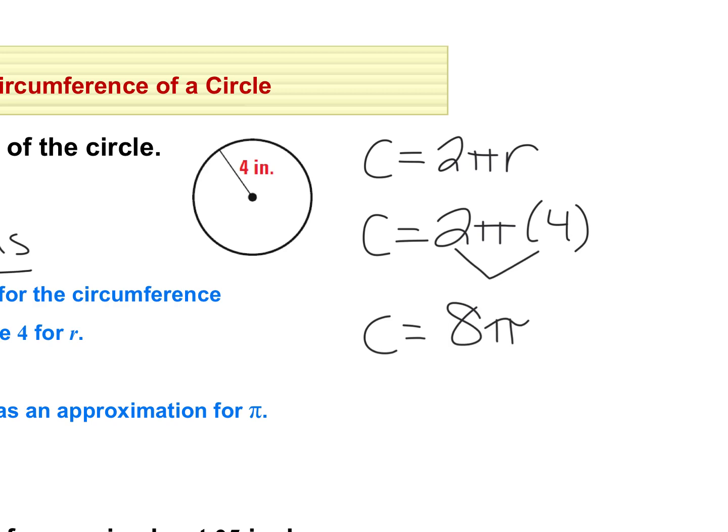Now in your calculators, you want to type 8 times pi. Do not use 3.14. Use the actual pi button. If you do not know, I will help you after notes. What's 8 times pi? Anybody got it? 25.13, I heard. 25.13274. Now with circumference, what should my label be?